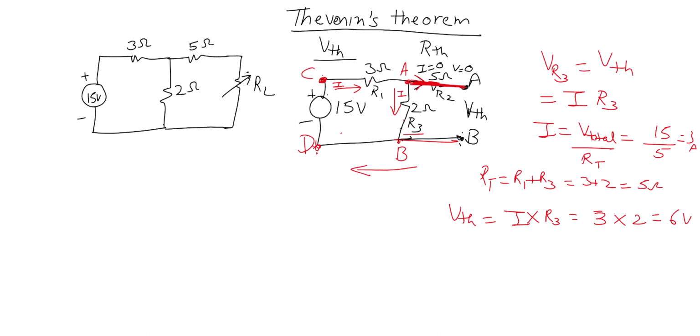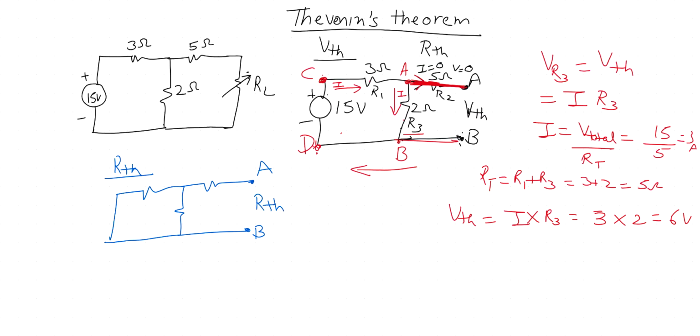Now to find RThevenin, I have to redraw the circuit. The rule is that when finding RThevenin, any voltage source is considered as short and any current source is considered as open, and you redraw the circuit. So I'm redrawing the circuit. The load RL is considered as open. You put the ohmmeter across A and B. The resistance measured across points A and B is your RThevenin.